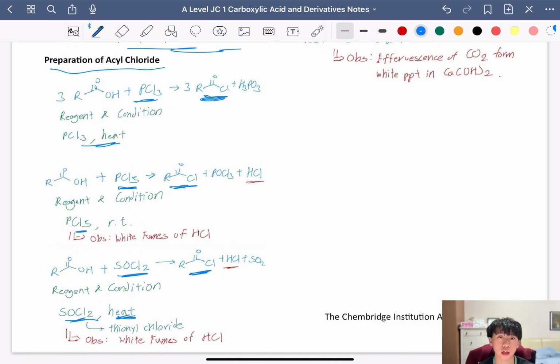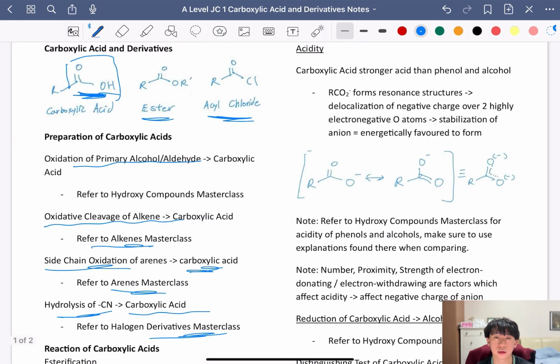Now, do take note that the observations of white fumes of HCl are present for your PCl5 and your SOCl2. You might also want to memorize the byproducts of this reaction as well, so that you can have an easier time when it comes to balancing the equation during the exam. Now, as for acidity, of course carboxylic acids are acidic. In fact, they are stronger acids than phenols and your alcohols.